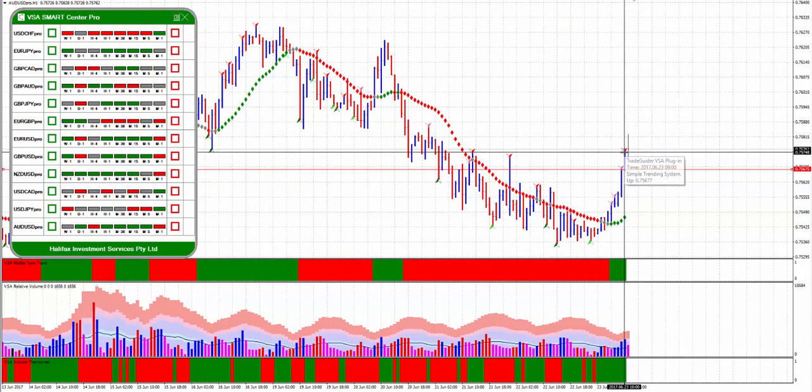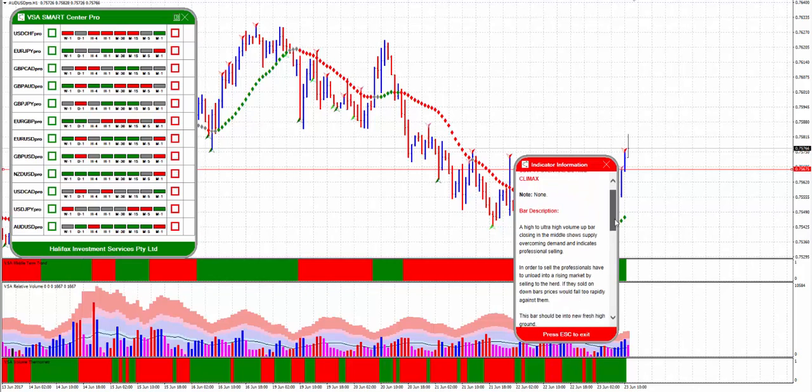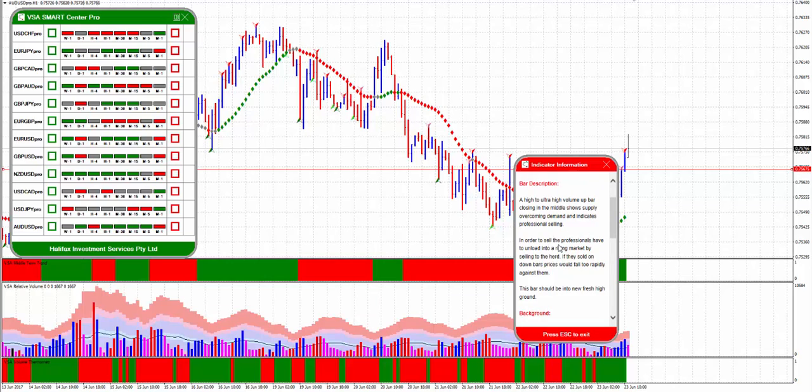All right, and here is our buying climax. Okay, so a buying climax, high to ultra high volume up bar, closing in the middle shows supply overcoming demand and indicates professional selling. In order to sell, the professionals have to unload into a rising market by selling to the herd. If they sold on down bars, prices will fall too rapidly against them. This bar should be into fresh new high ground.